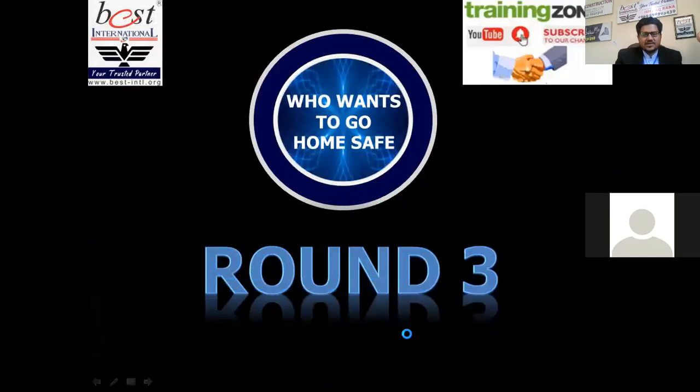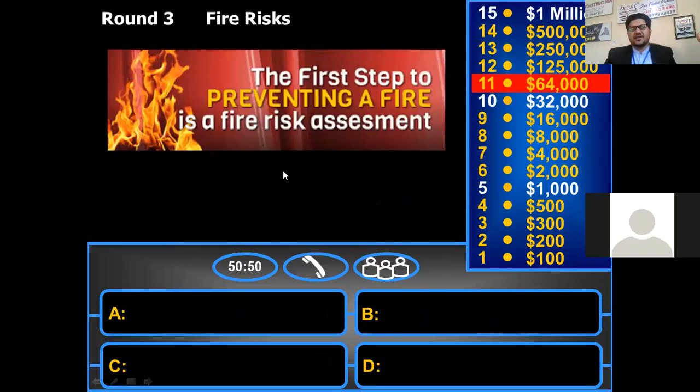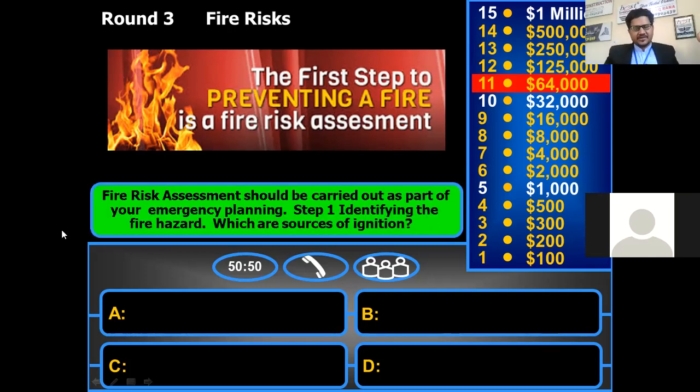Excellent, mashallah. The last round, question number 11, $64,000 question is there. The first step to preventing a fire is a fire risk assessment. Now the question is, fire risk assessment should be carried out as part of your emergency planning. However, step one is identifying the fire hazard, which are sources of ignition.